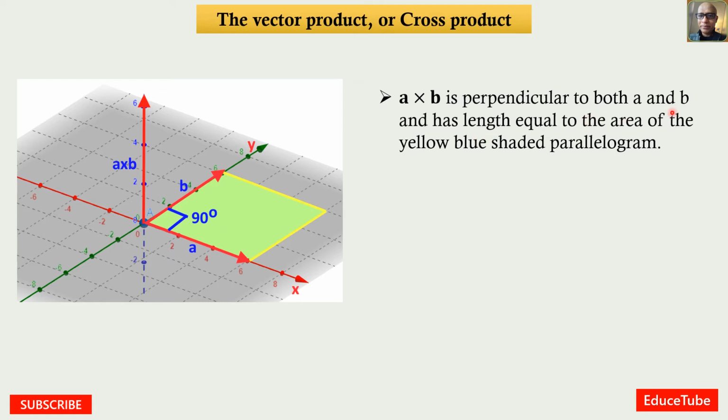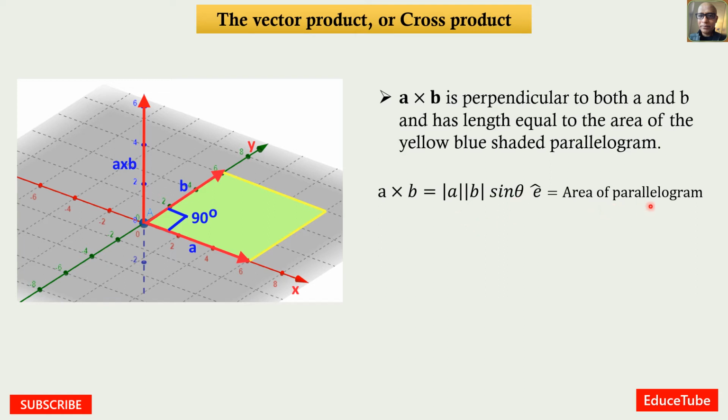So it is perpendicular to both A and B and has length equal to the area of the yellow-blue shaded parallelogram. It is saying that this A cross B will be the area of this parallelogram. How does it come? A cross B equals the magnitude of A, the magnitude of B, sine theta, and this e cap unit vector. This theta is 90 degrees, so sine 90, we know it is 1.